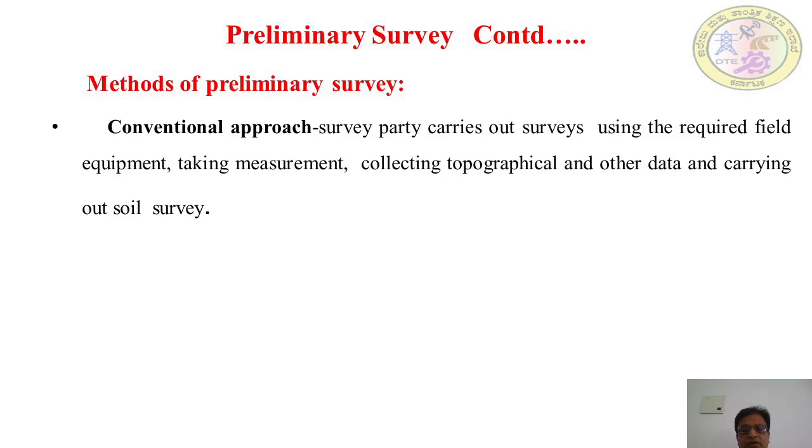Method of preliminary survey. So conventional survey instruments you can use, required field equipment, taking the measurement. You just go to the field, take the measurement, dumpy level, theodolite, staff, ranging rod, right? Or collecting topographical and other data for carrying out the soil survey. So you can use the conventional approach for the survey.